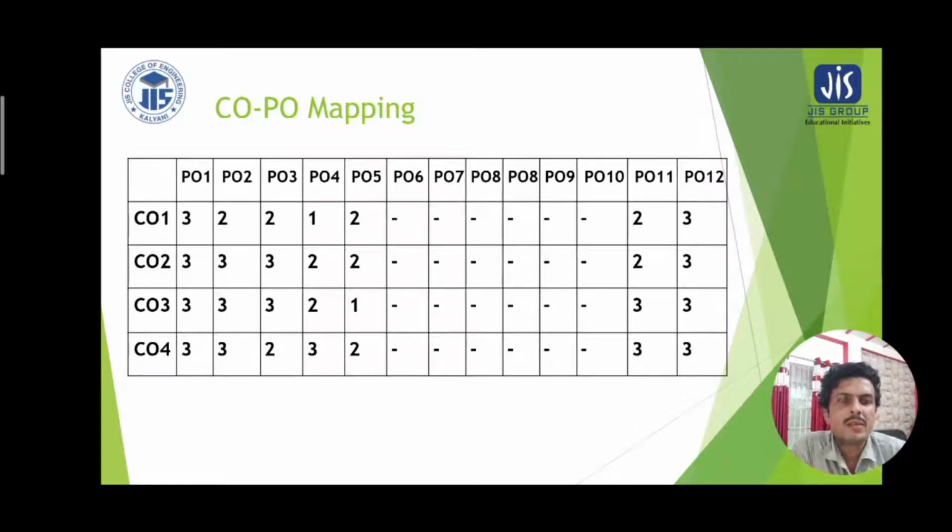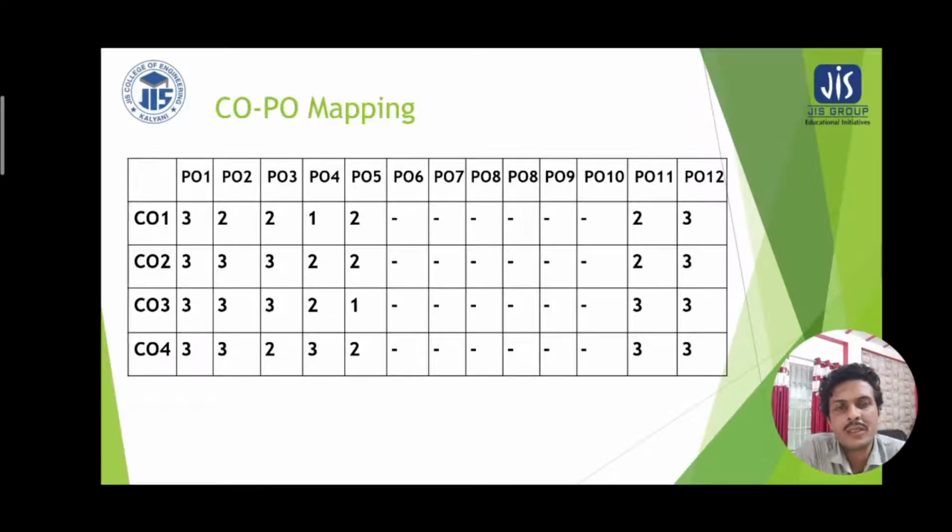Now in the course outcome and program outcome mapping, we are seeing that there are 12 program outcomes which are mapped to the course outcome statements. So here, as 4 course outcome statements exist for basic electronics engineering, they are having different weightages assigned to each column of program outcomes.